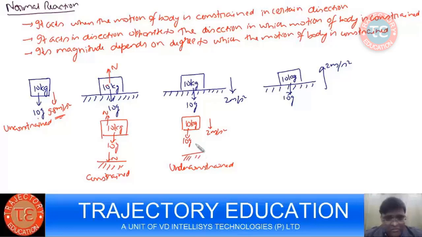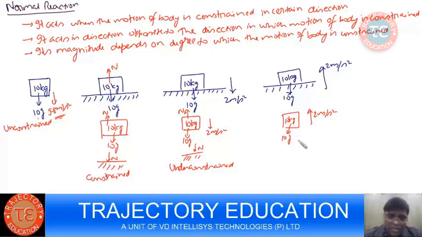As a reaction, this body will also apply N force on the surface. Surface applies force N in direction opposite to the direction in which motion is constrained. So it's a case of under constraint. In this case, here you have 10 G. Had it been free, it could have moved down with 10 meter per second square. But instead of moving down, it's going up. It means what? It is over constrained.